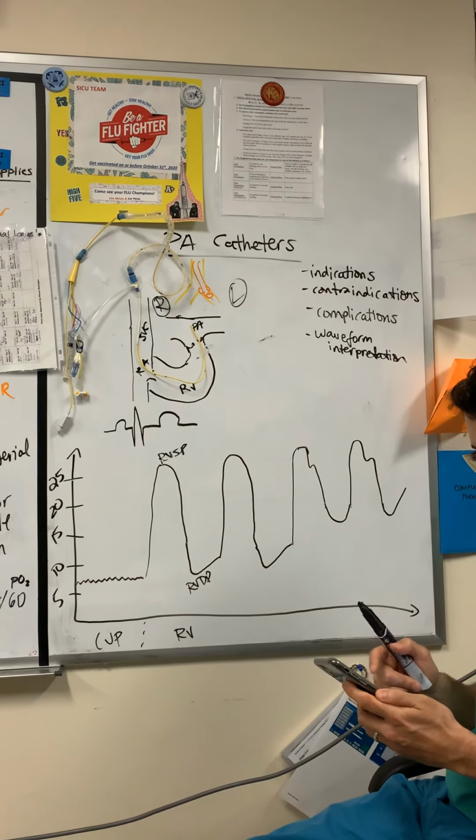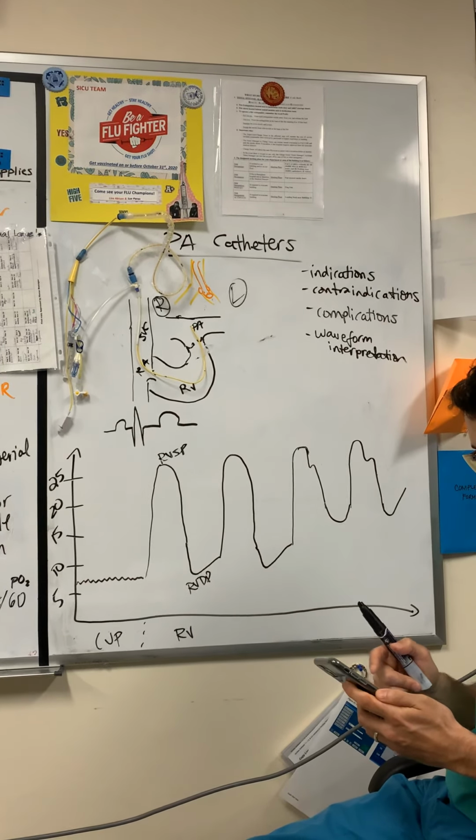Any idea? So it's our PA systolic pressure. Just like our RV systolic pressure is the peak pressure in the RV, the PA systolic pressure is the peak pressure in the PA. What would that make this number here? PADP. PADP, yeah, exactly. Okay.